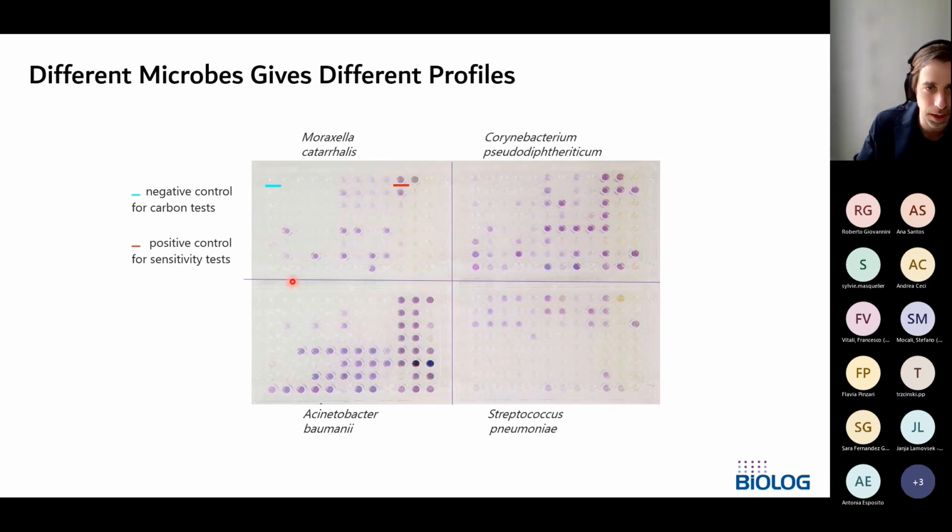You look at the same 96 well plate designed by BIOLOG. I will show you in a minute the latest one for microbial ID, bacterial ID. But essentially, you see here 4 different bacteria: Moraxella, Corynebacterium, Streptococcus, Acinetobacter, all run in the same plate type. And you can see that they all give a different metabolic fingerprint, so to speak.